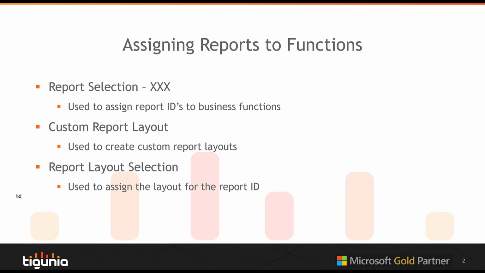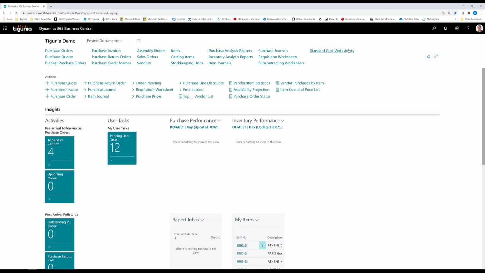We're basically going to cover three areas today. One, looking at the report selection screen for the different areas. We're also going to then look at creating custom report layouts, at least the framework for that. We're not going to talk about how to modify those layouts in this video. We'll do that in another video. And then we'll talk about how to assign specific layouts to the report that you want to use through the report layout selection screen. So with that in mind, let's move over to Business Central and we'll take a look at each of those areas.